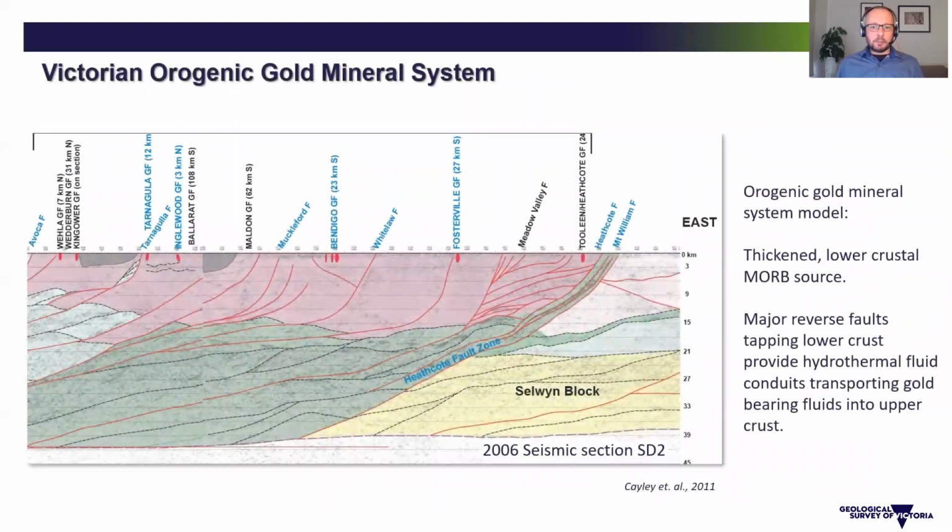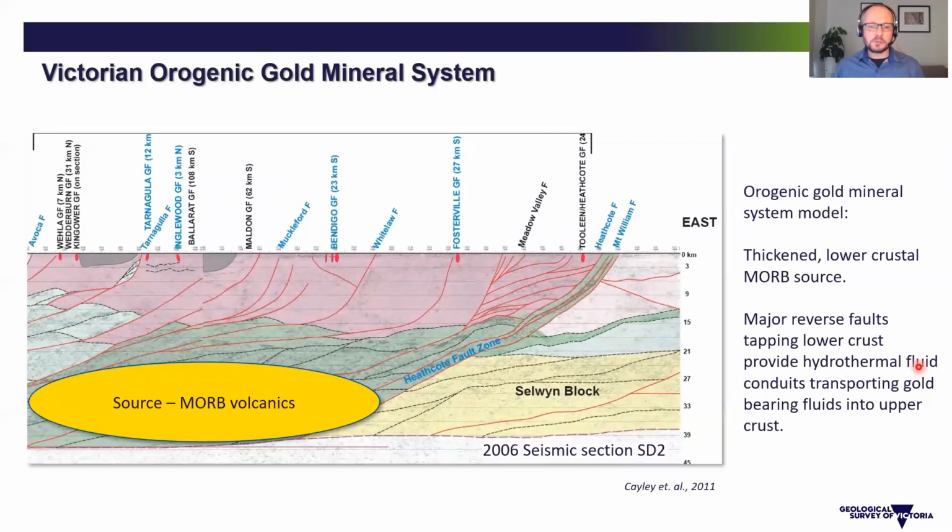So looking at the Murray Basin, just before we do that, a quick review of what you've heard already today. Orogenic gold systems in Victoria. We've got our source down in the lower crust, the thickened MORB volcanics, and then we have fluid pathways, the deep tapping faults that are conduits for the hydrothermal fluids that then provide and produce the mineralisation near the surface.